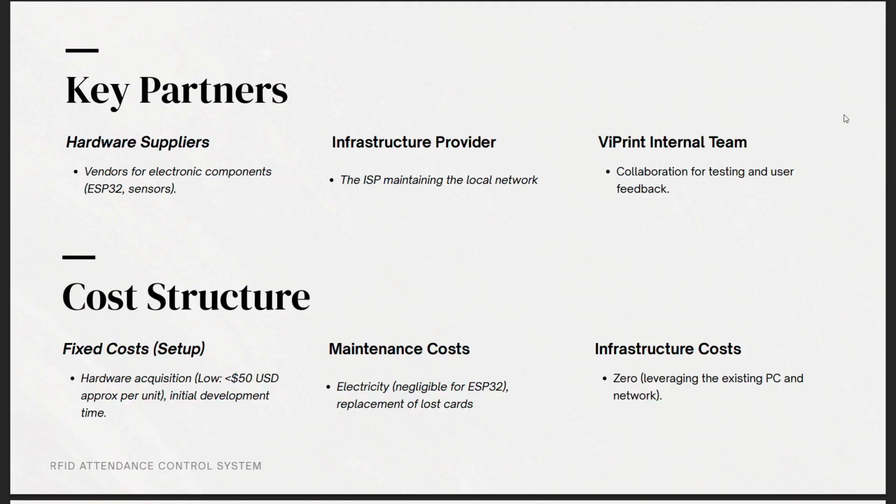Now, for the cost structure, fixed costs: what is the setup? Hardware acquisition would be low, a little more than 50 US dollars, and the time for the initial deployment. Maintenance cost: we will need electricity for the ESP32 to work. And for the infrastructure cost, we won't have any cost because everything is on an already existing PC.